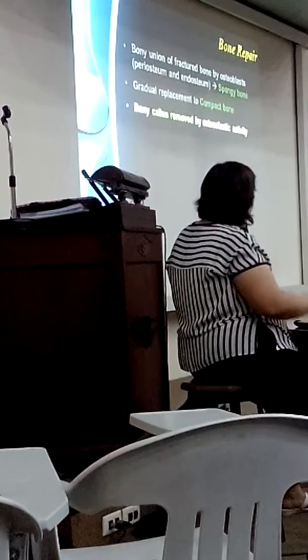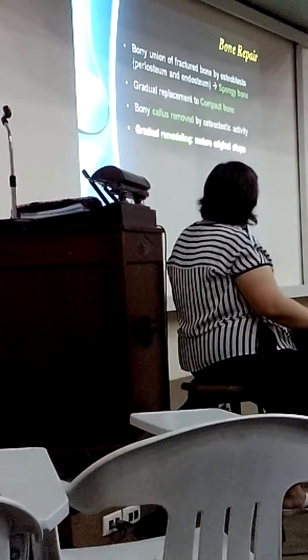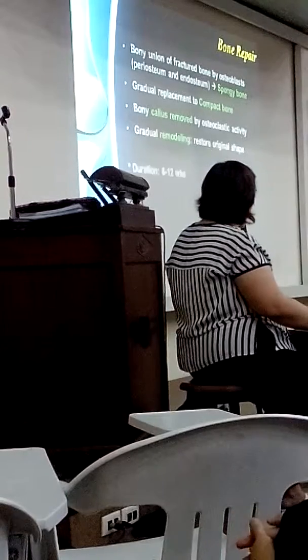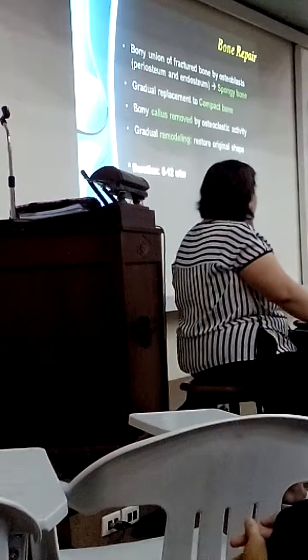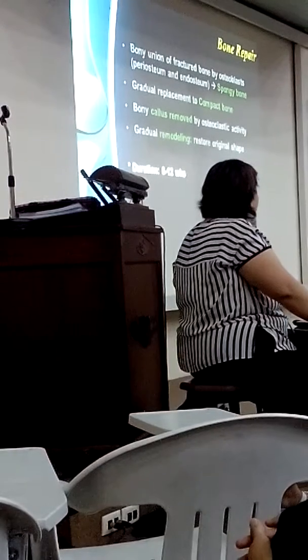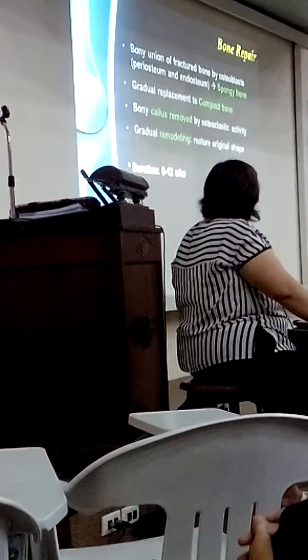Then the callus is removed by osteoclastic activity, gradual remodeling, so that it will shape up to the original shape. This usually takes 6 to 12 weeks, although it may be longer in some areas depending on the severity and the location of the fracture.